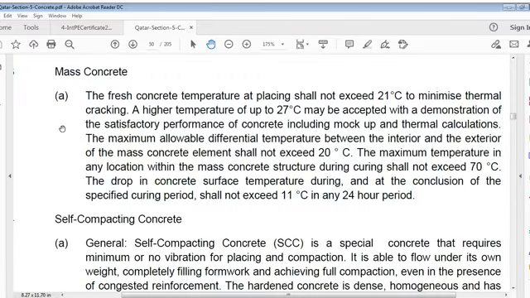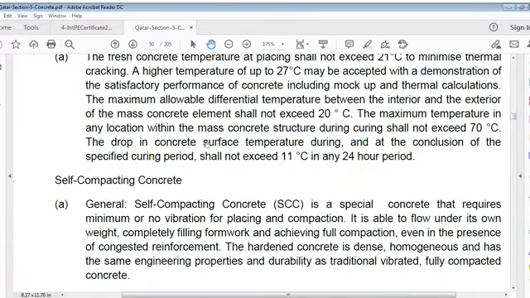Maximum temperature at any location within a massive concrete structure during curing, mind it, shall not exceed 70 degrees Celsius.